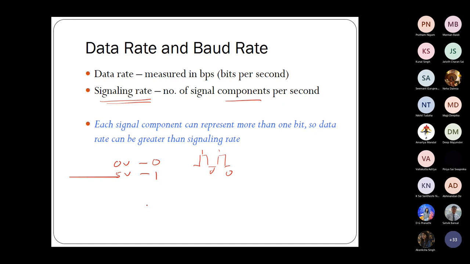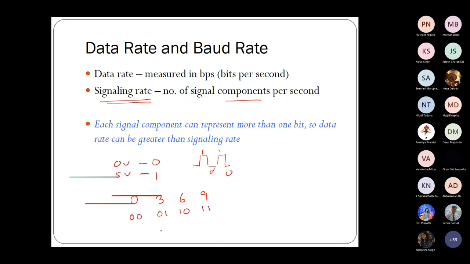But I told you that I could have done this. This complicates other things, but I can use 0 volt, 3 volt, 6 volt, 9 volt, just suppose. Now that I have 4 voltage levels, I can say this will encode 0, 0. This will encode 0, 1. This will encode 1, 0. This will encode 1, 1.